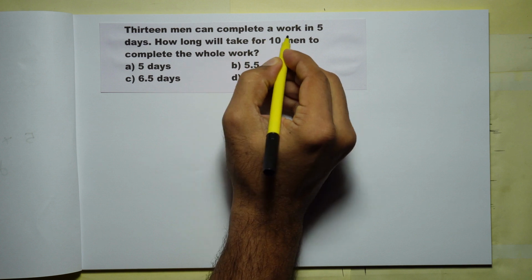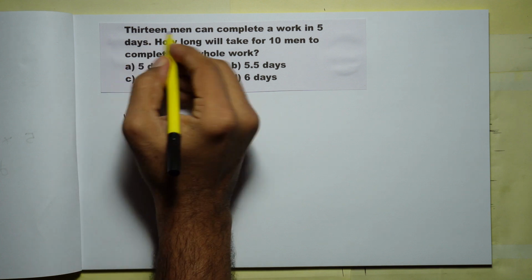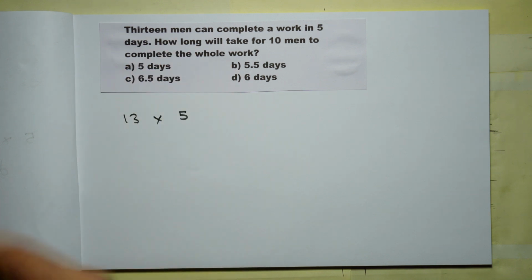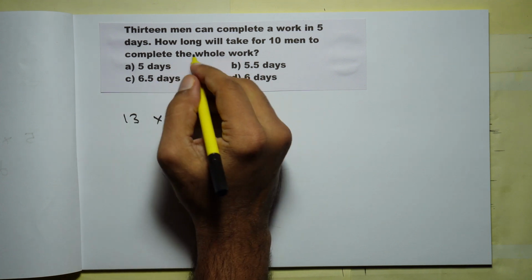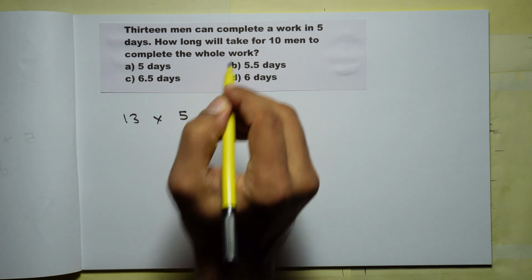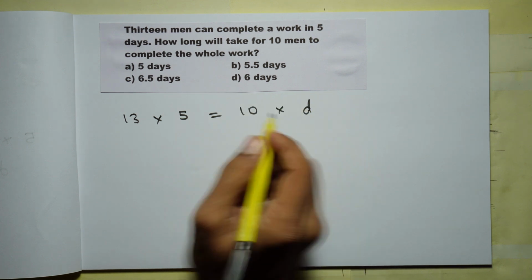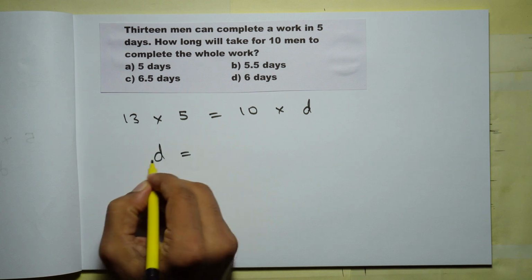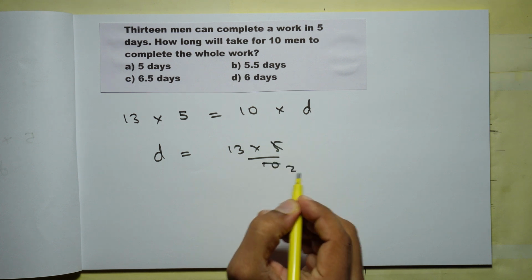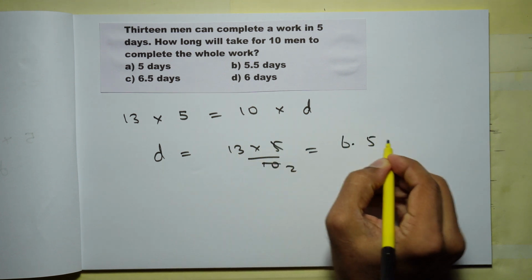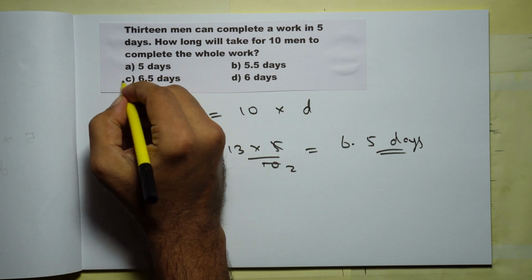13 men can complete a work in 5 days. So we'll just represent that data here. A work can be completed if 13 men work for 5 days. So 13 into 5 is the whole job. How long will it take for 10 men to complete the whole work? 10 men are going to work for D days to complete this job. So the number of days D is obtained as 13 into 5 by 10. Here it divides 2 times. So 13 by 2 gives you 6.5 days. So if 10 men are there, they will require 6.5 days. Option C.